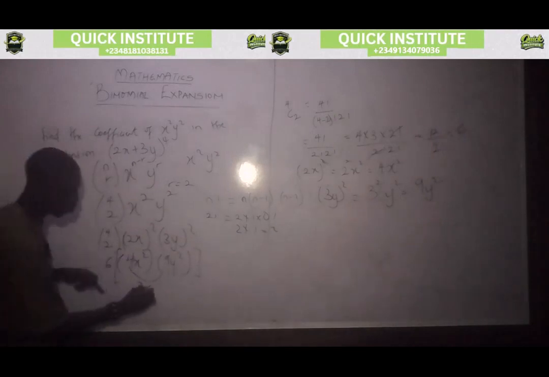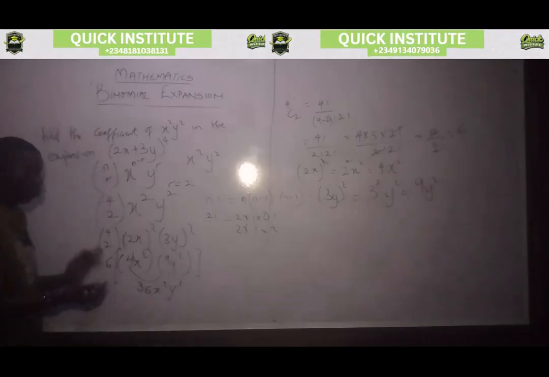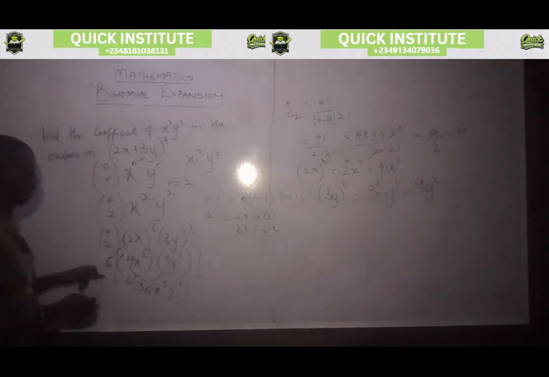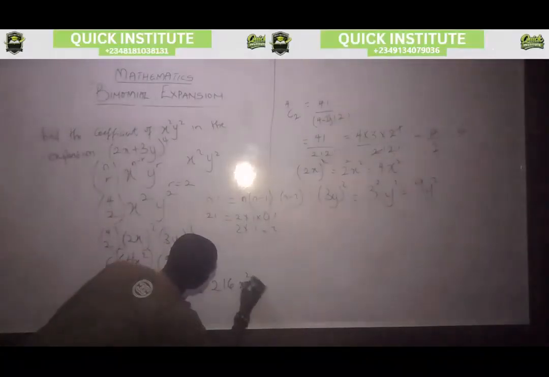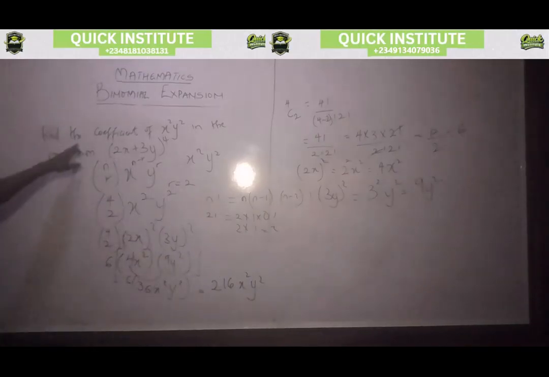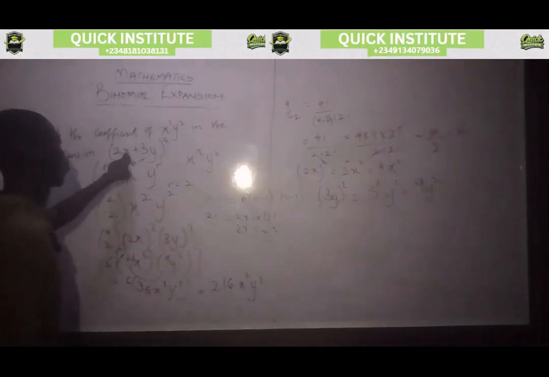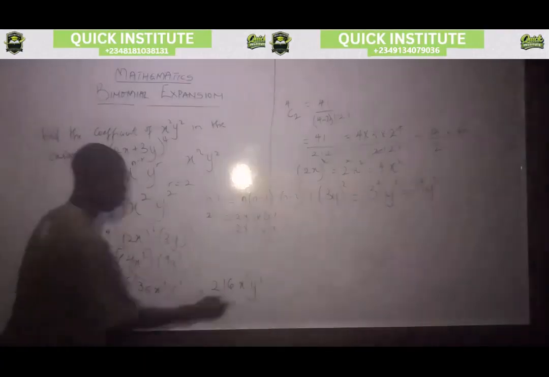And you have the x squared and y squared. Since it's multiplication, it will not have addition. Multiply by the 6 outside. So 36 times 6 is 216 x squared y squared. They said find the coefficient of x squared y squared in the expansion of (2x + 3y)^4. We've already expanded, and this is the result that we got.